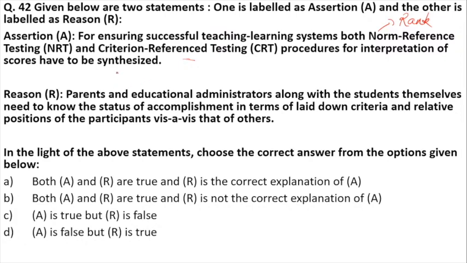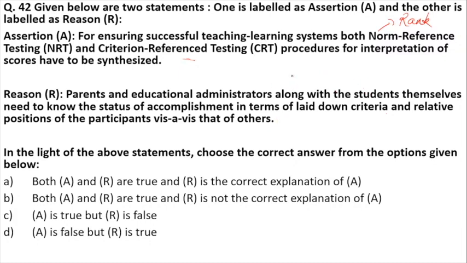So your assertion is true. Let's look at the reason. Parents and educational administrators, along with the students themselves, need to know the status of accomplishments in terms of laid down criteria and the relative position of participants to that of others. So it is the responsibility of the students themselves.